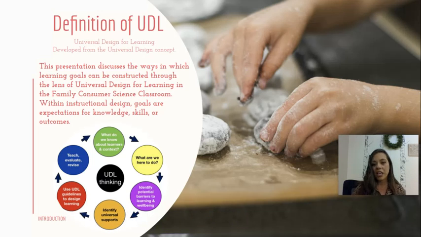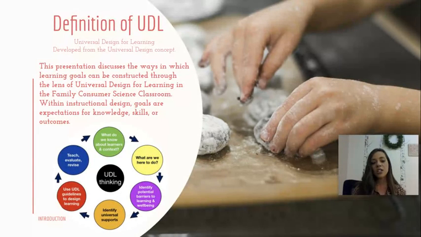So, we're taking a look here at the definition of universal design for learning. It's developed from the universal design concept, and we're going to be using this presentation to discuss the ways that learning goals can be constructed through a lens of universal design for learning in our family consumer science classrooms. We're also going to be looking at instructional design and goals and expectations for knowledge, skills, and outcome.